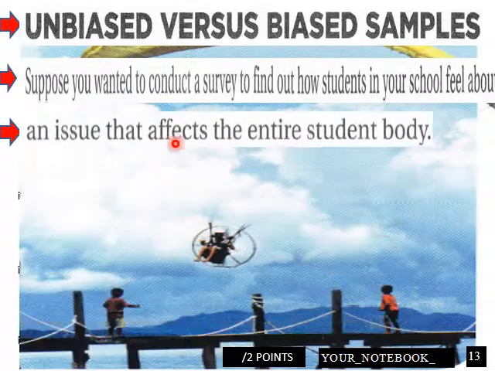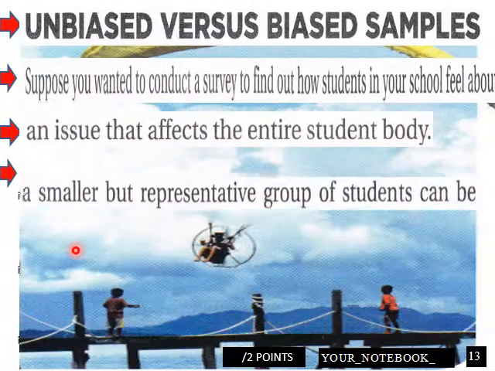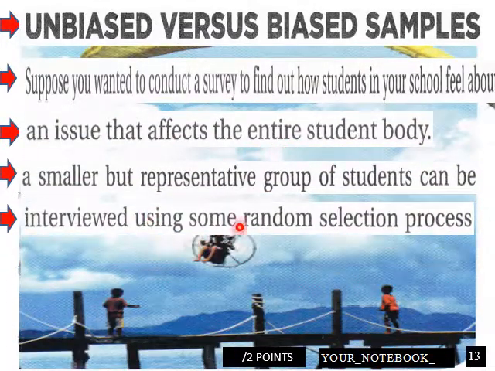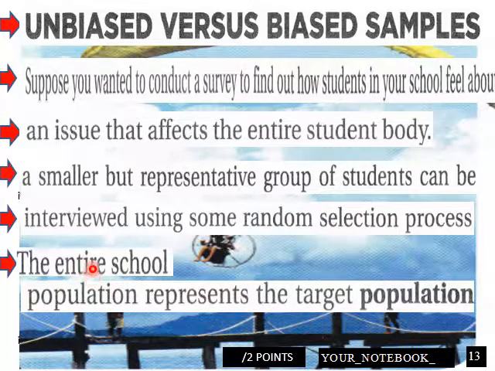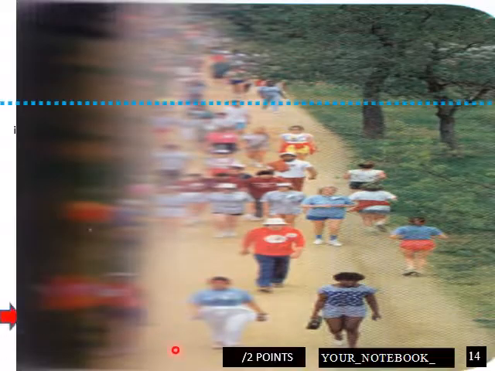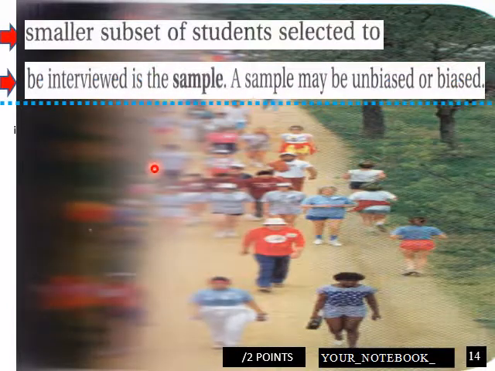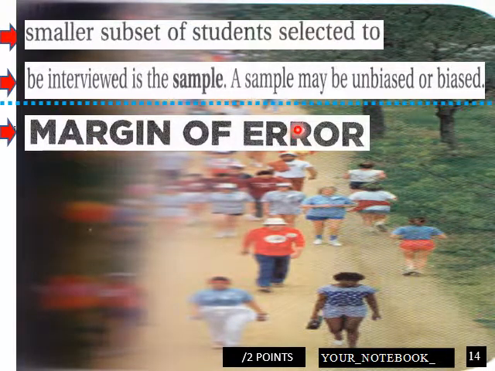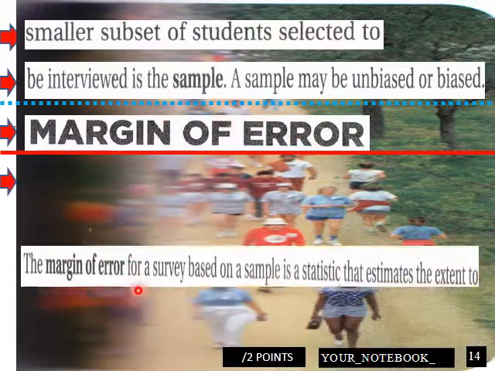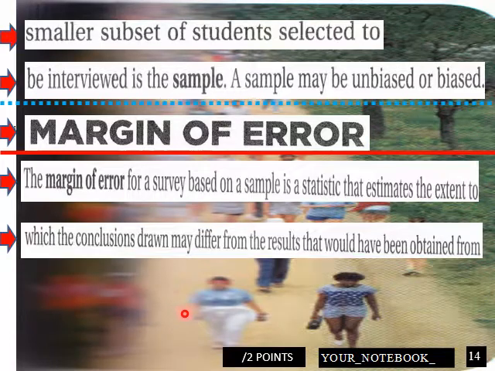Unbiased versus biased samples. Suppose you want to conduct a survey. So you would use a small but representative group of students who can be interviewed using some random selection process. So that would be the way to take a survey. The smaller subset of students selected to be interviewed is the sample. The sample may be unbiased or biased. And then we get into margins of error.